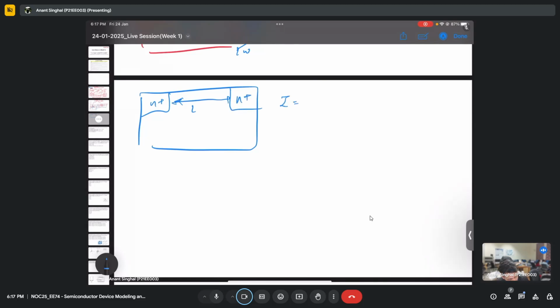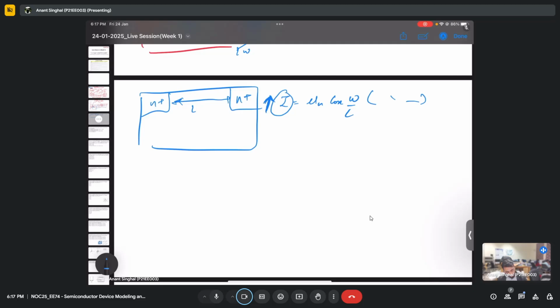Again, the current is, let's say, again mu Cox W by L, something something. So what is the basic objective of any semiconductor device? It is to have more and more current, right? This is the main objective of any semiconductor device. In your phones, we have devices which are trying to achieve more and more energy, or trying to reduce the power consumption that we have.